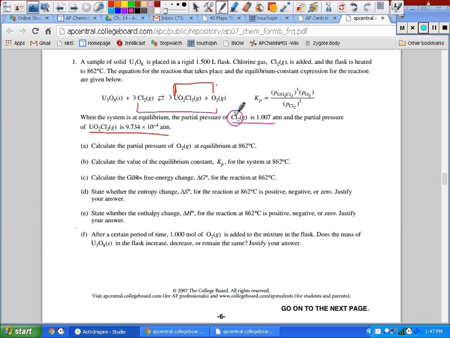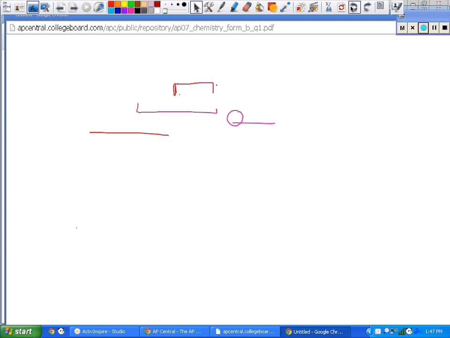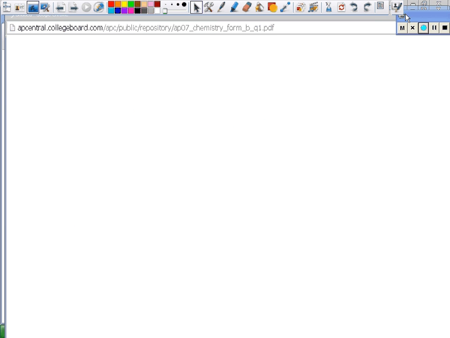All right, let me just show you what they have, and let's talk about this one out loud, because there's something that I don't like here. AP Central, this is 2007B, sample response number 1. Let me just show you this, and there's a reason why I'm showing it to you. They set it up in the beginning as an ICE table, and then I'll show you kind of what they did here. And I think I know why they did it this way. If it'll load.